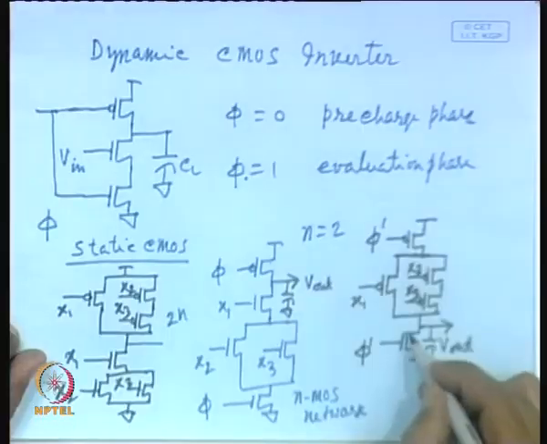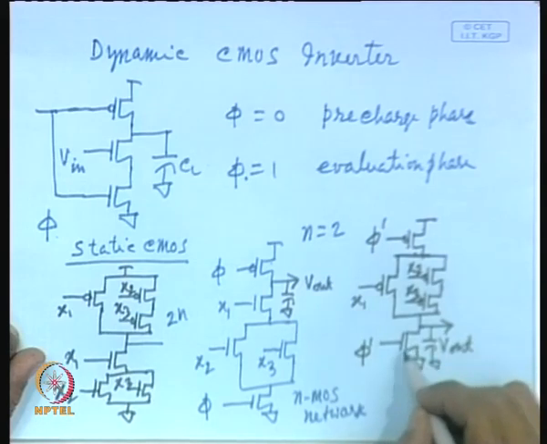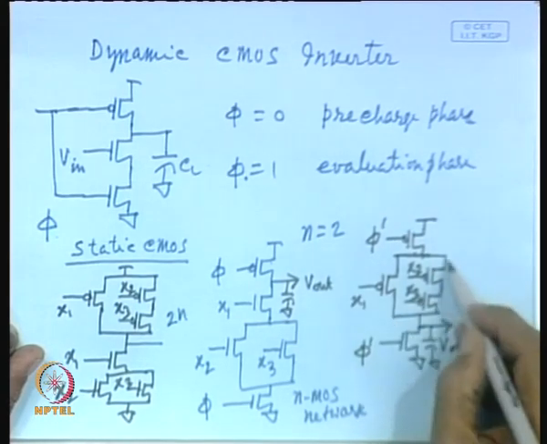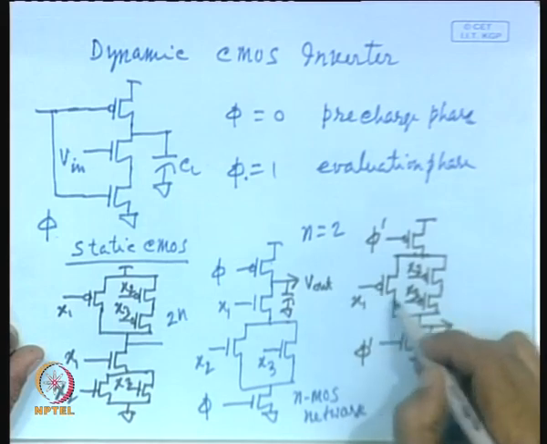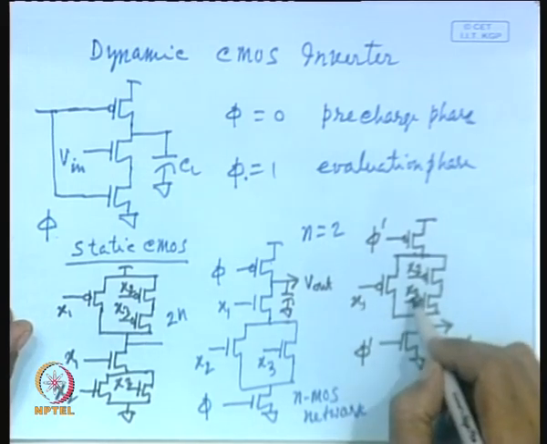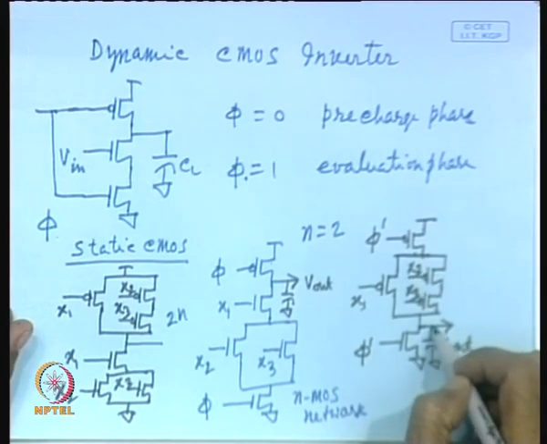That means, this transistor is on, you have applied phi bar. So, this transistor will be on when this is high or phi is equal to 0. So, when this is high, the output will be discharged during the precharge phase. So, this is discharged to 0, and during evaluation, depending on the input combinations, that means depending on the values of x1, x2 and x3, this output will be charged to high level.